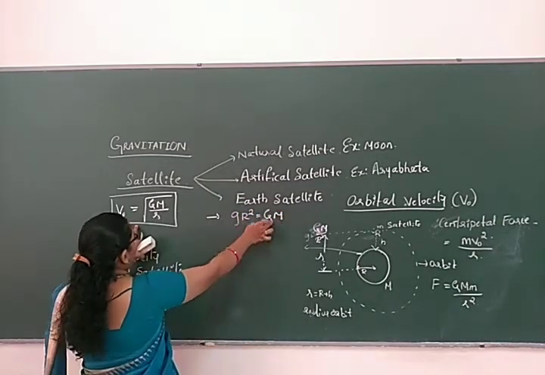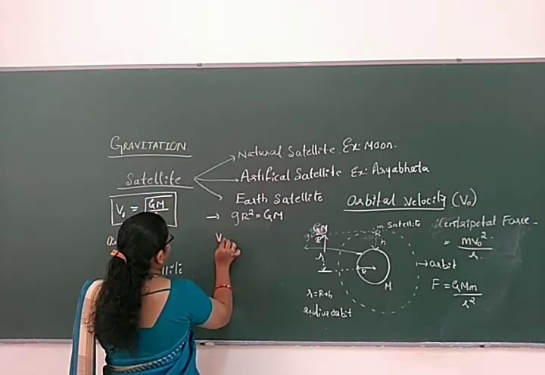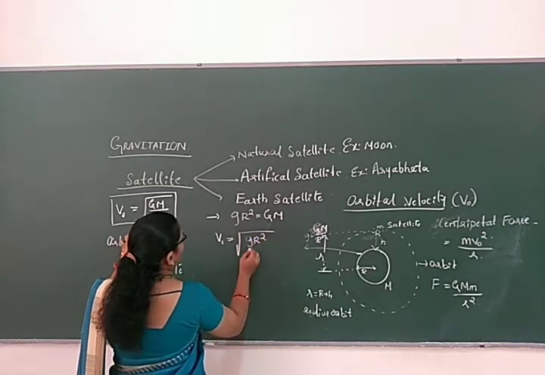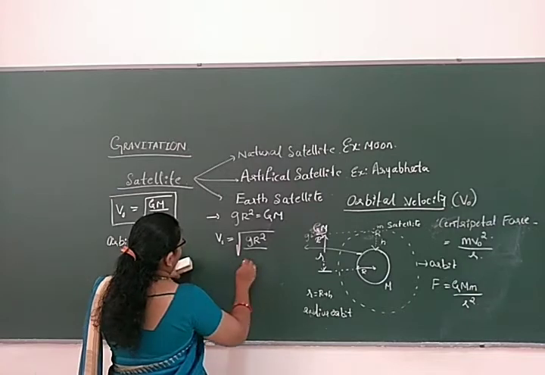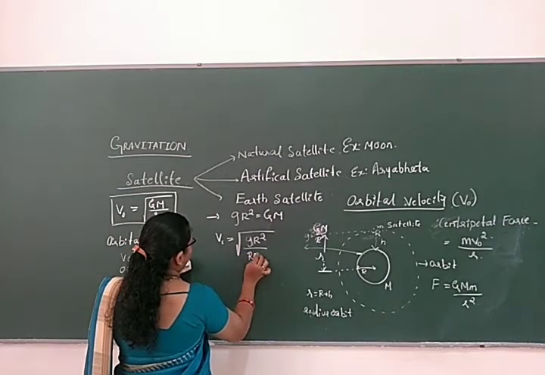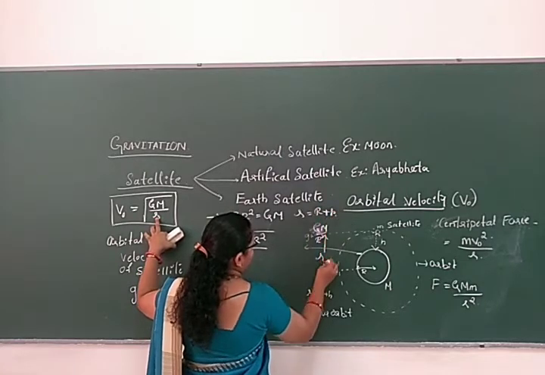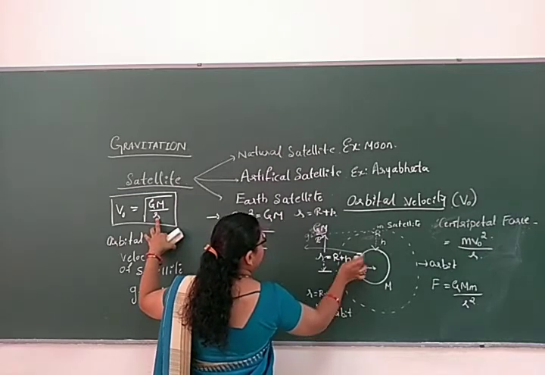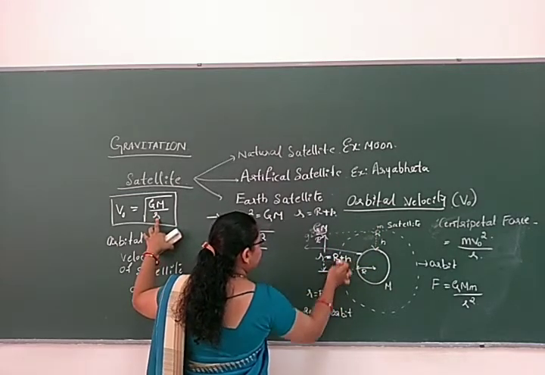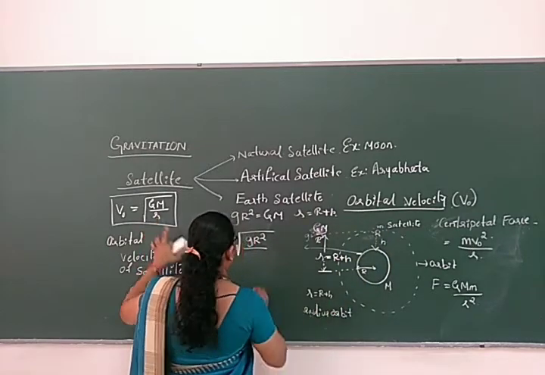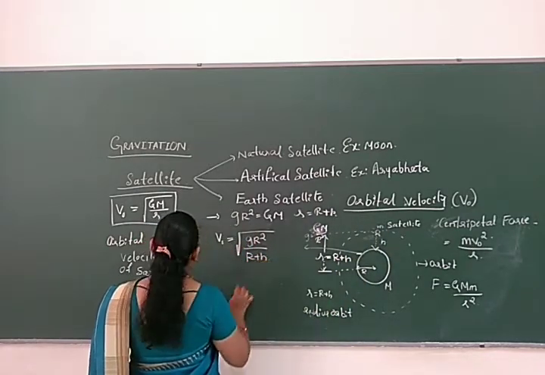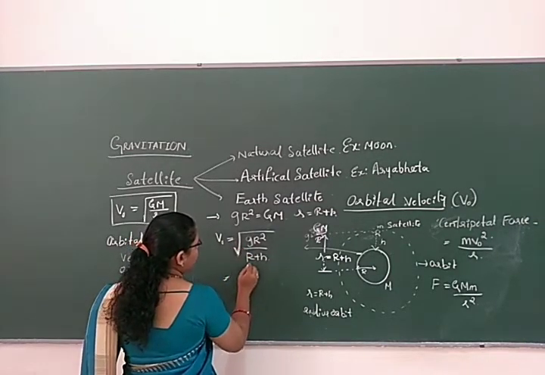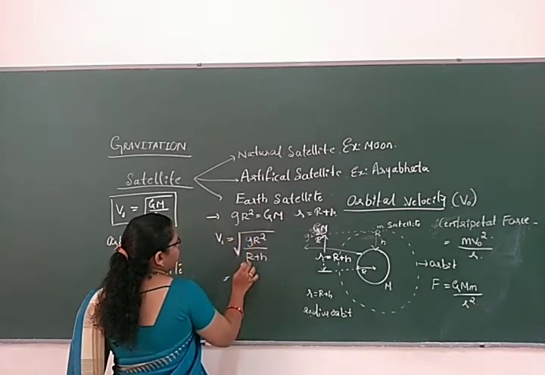Now put the value of GM in the orbital velocity. What will you get? v0 is equal to root of gR square by r, where r is nothing but the radius of the orbit. Now place r equal to R plus h. So we get root of gR square divided by R plus h.